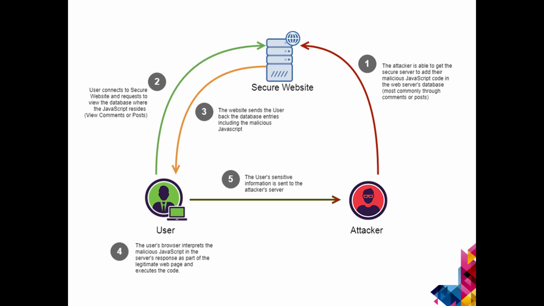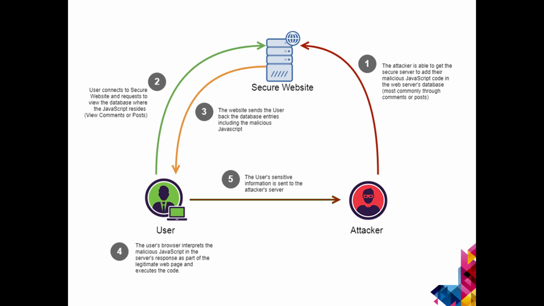Once the code is injected into the website, normally the user thinks they connect to a secure website and request to view the database where the JavaScript resides. For example, they want to view a comment or post, and then the website sends the user back the database entries, including the malicious JavaScript. This is where the malicious JavaScript takes its role.